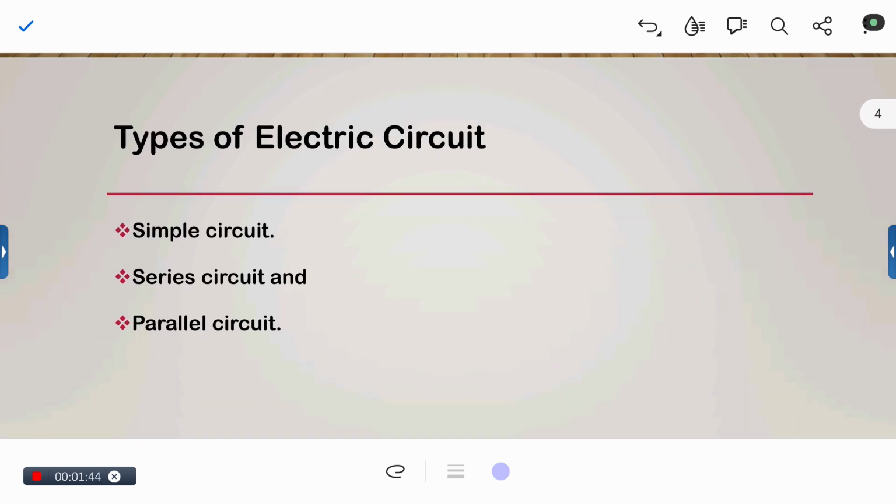Based upon how we connect the electrical components, we divide circuits into three basic or main categories. What are the three types of electric circuits? Simple circuit, series circuit and parallel circuit.